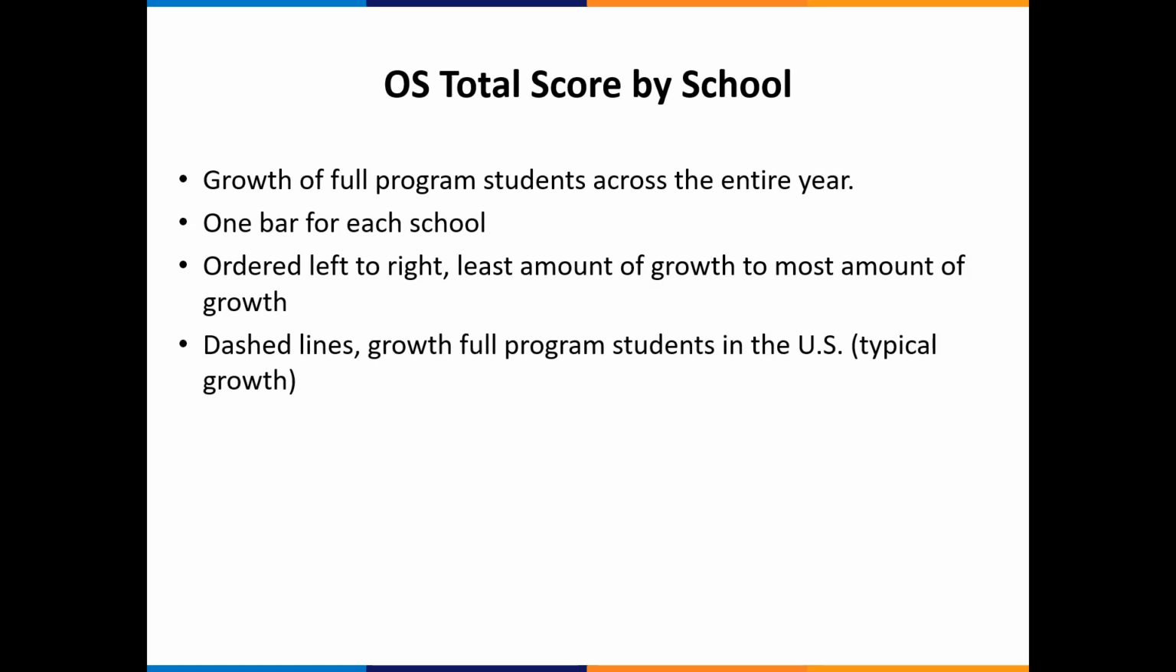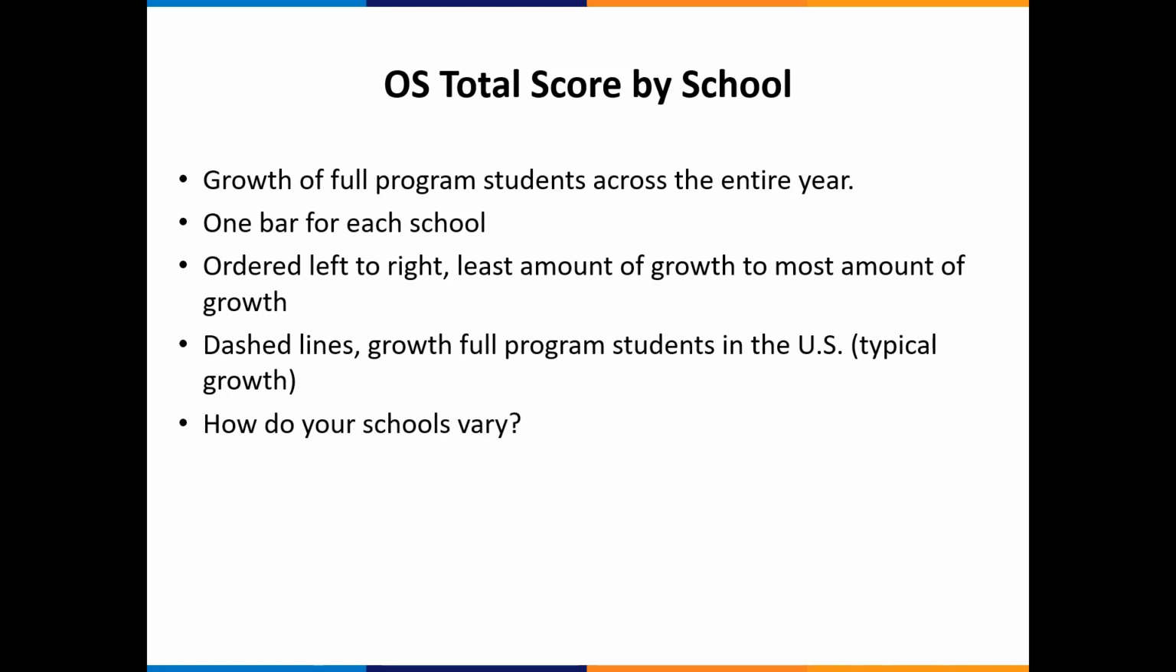And then you're going to notice some dashed lines on this report. These dashed lines show the growth of full program students in the United States. So this gives us a sense of what the typical full program Reading Recovery student is doing in the United States from the start of the year to the end of the year. In case I didn't define it earlier, I'm defining full program students as children who either had a program that was discontinued or recommended. So this report is going to show both discontinued and recommended students together.